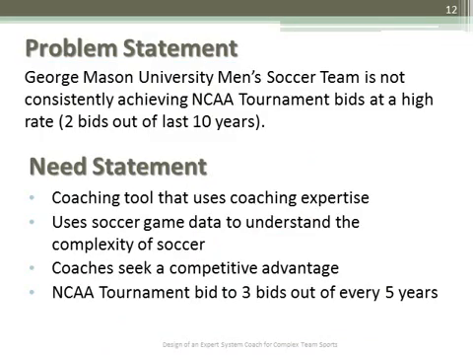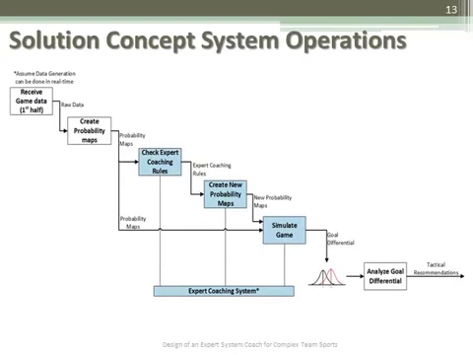This leads to our problem statement: George Mason University men's soccer team is not consistently achieving NCAA bids at a high rate. Because of this, there are a few needs that need to be met. A coaching tool that uses coaching expertise as well as soccer game data to understand the complexity of soccer. Coaches are seeking a competitive edge, and GMU needs to reach the tournament 3 bids out of every 5 years.